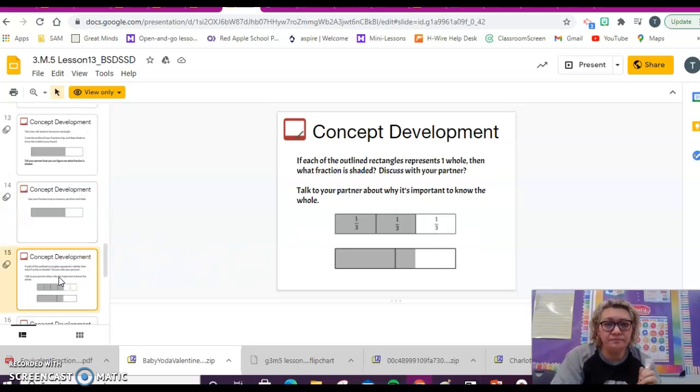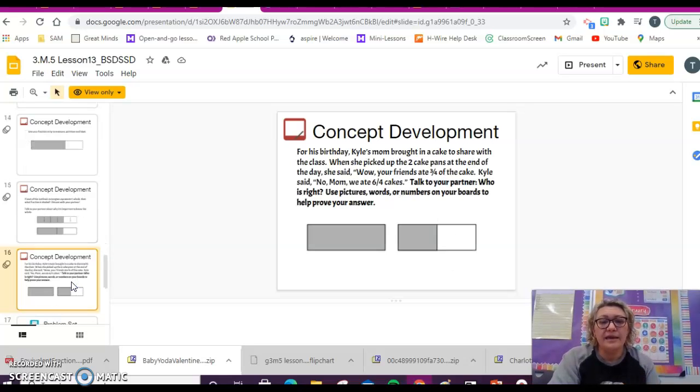All right. If each of the outline represents 1 whole, then what fraction is shaded? So yeah, 1/3, like I said. Now, you can see why it's important to know the whole, because I first went to the halfway mark and I thought that piece is too small. So it has to come over here, and that would be 1/3. So looking at this, I can tell that my guess was right. About 2/3 of the whole is shaded. Okay, now this is the whole and this is half.